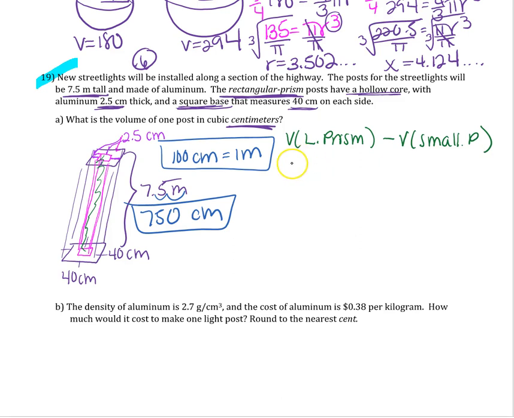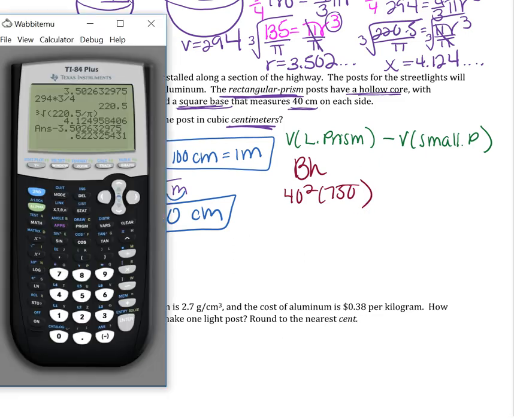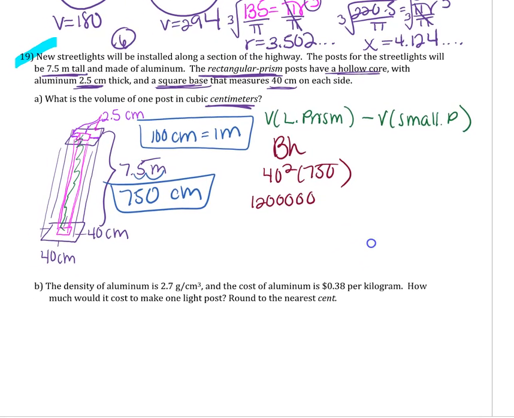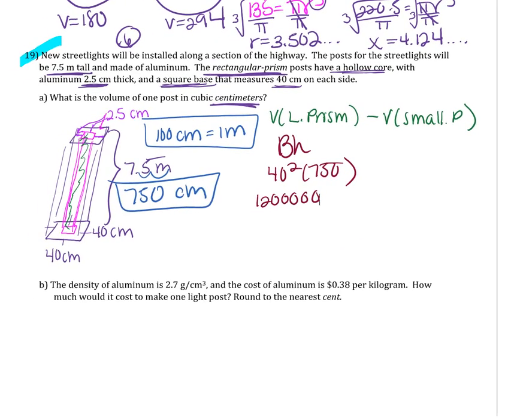Okay, volume of any prism is area of the base times the height. They said the base was 40 by 40, and that's a square, so 40 squared. And the height is 750. Okay, so 40 squared times 750. Whoa, how many zeros is that? 1, 2, 3, 4, 5. Okay, so that's the volume of the large prism, but I gotta take away the volume of the small prism.